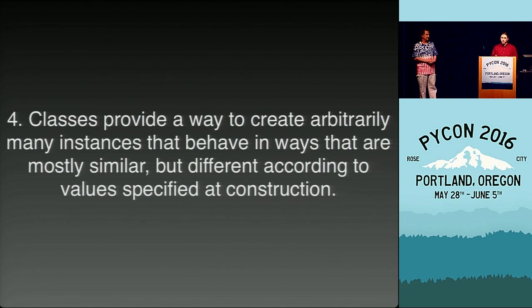And then the last thing that classes are useful for is to create a bunch of instances that are basically the same, but behave a little differently, mostly according to when they were constructed, or how they were constructed. And this is a really fancy way of talking about the thing you always used classes for, right? You have a square, and the square can have different length sides or be different colors, but they're all the same type.